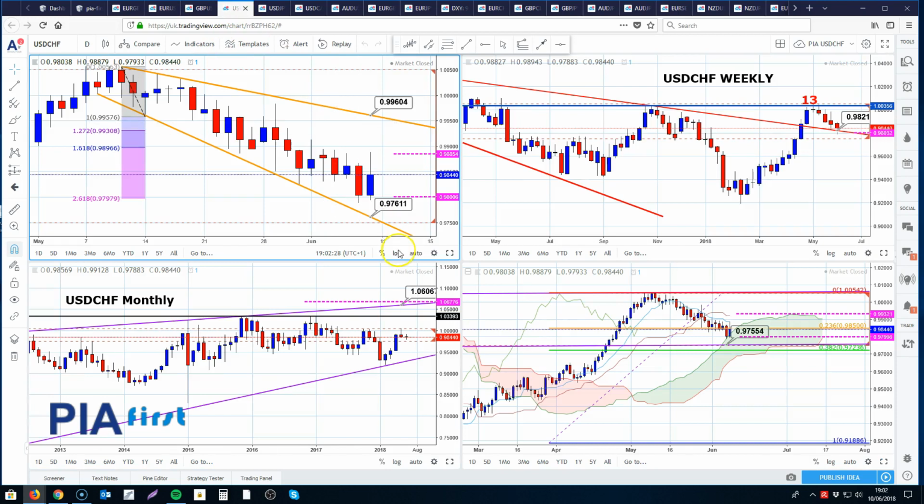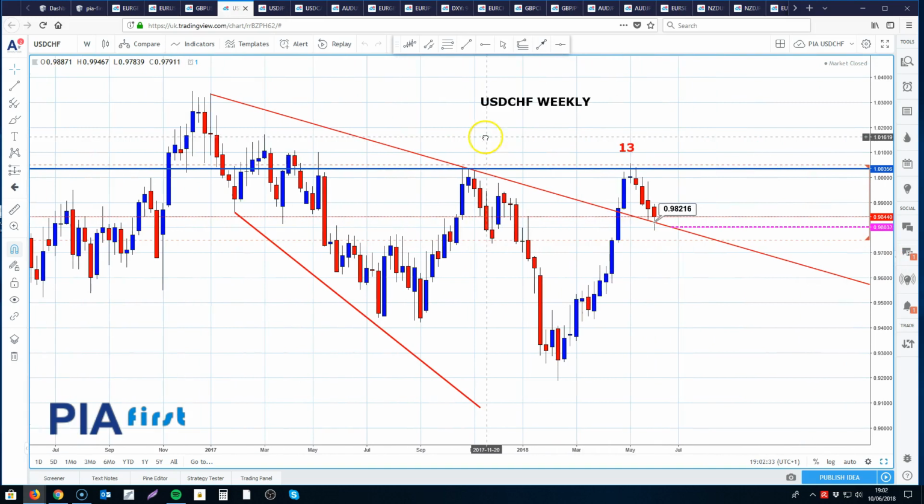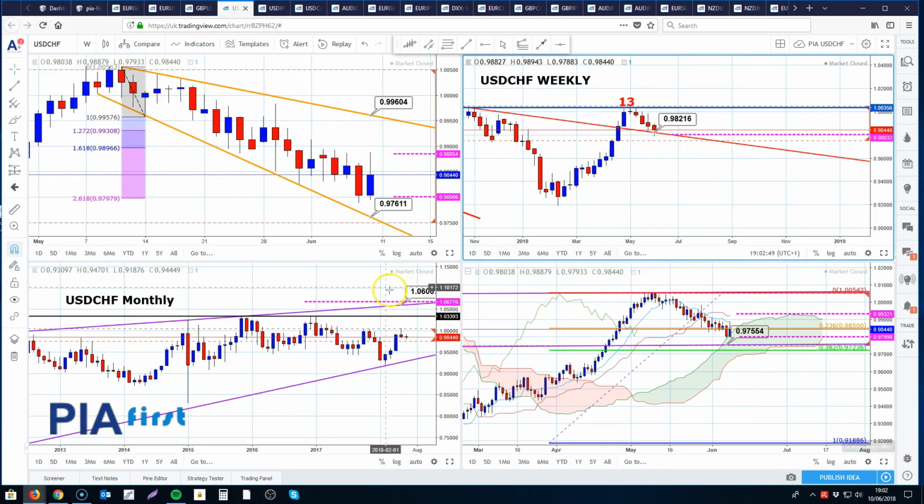Dollar Swiss, mixed volatile trading has continued. We had a 13 count here, DeMark. We've broken this wedge formation to the downside. Now we have held that reverse trendline support, which comes in at 98.21. We've also got bespoke support at 98, the figure. So we're still bullish in dollar Swiss.